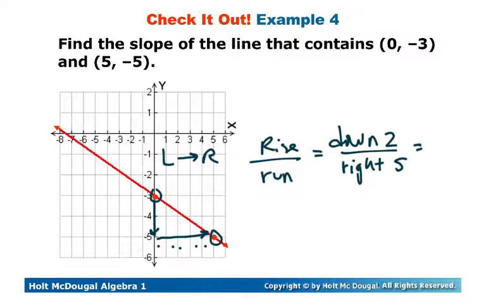And so remember, down 2 means negative, and right 5 means positive, and so -2/5 is the slope of that line. Meaning that to get from one point to the next point, you would have to go down 2 and over 5 every time.